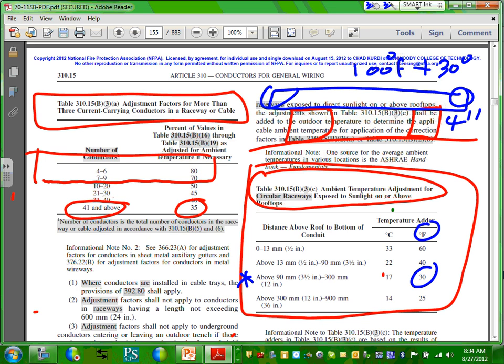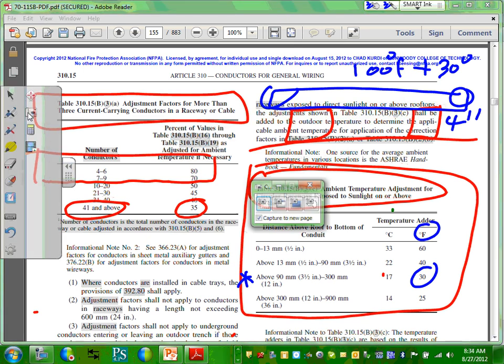Any comments, guys? Any questions about this one? Okay, so take this one as we go. Snapshot.